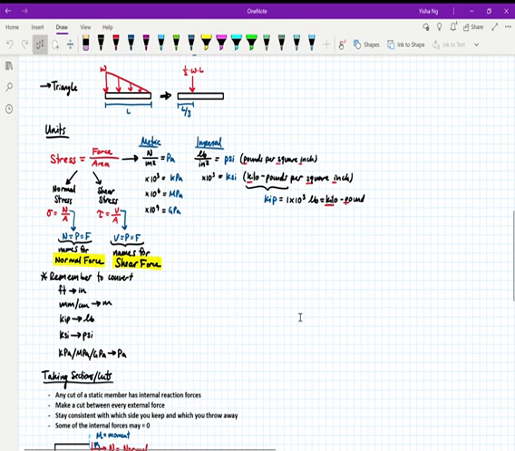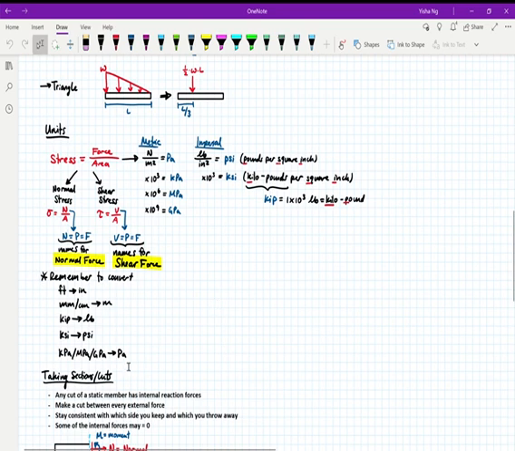Units. For stress, your units are force over area. So that applies for normal stress as well as shear stress. For metric, that's going to be units like Pascal or kilopascal or megapascal, which is newtons per meter squared. For imperial, it's going to be pounds per inches squared, or PSI. Something really important is if you have a problem that gives you feet, make sure you're converting into inches before you use PSI.